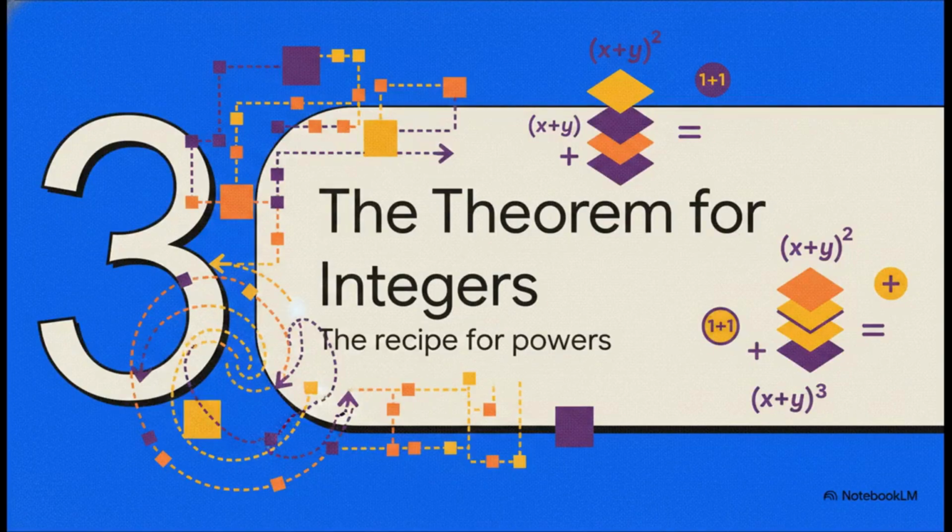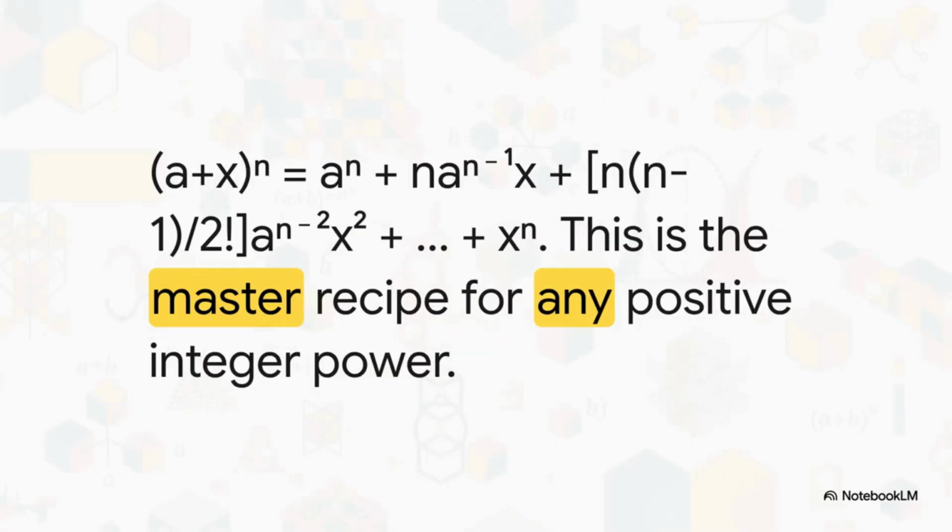Okay, awesome. So now we know how to get the magic numbers, the coefficients. Let's put it all together and build the full theorem, at least for positive whole numbers. And here it is, the master recipe. For any positive whole number n, this is the pattern. Now, look closely at the pattern here. It's actually pretty cool. The power of a starts high at n, and then steps down by 1 each time. Meanwhile, the power of x does the opposite. It starts at 0 and climbs up by 1. And the number in front of every single term, that's just the binomial coefficient we just learned how to find.